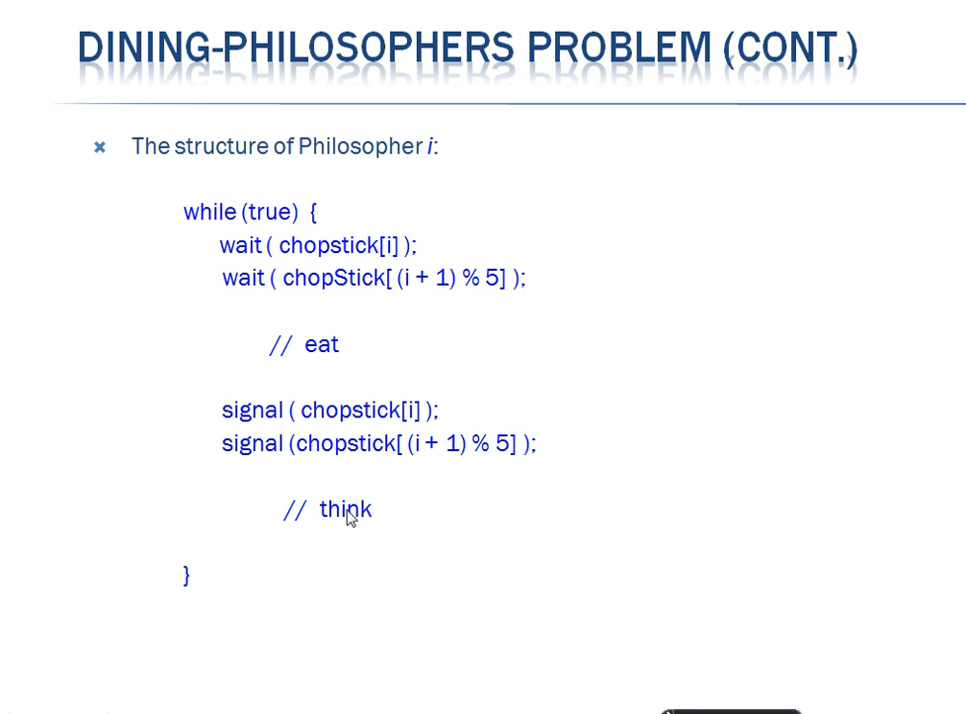Now philosophers have a tendency to go into the thinking phase, right? Whatever they are doing, they just do it and then they think. Then they come back to the work again, then they go into thinking again. So this continues. While they are sitting at the dining table, eating and thinking are the 2 alternating processes carried out by the philosopher. While eating, it will pick up the chopsticks, eat, then put down the chopsticks and go back to the thinking stage.